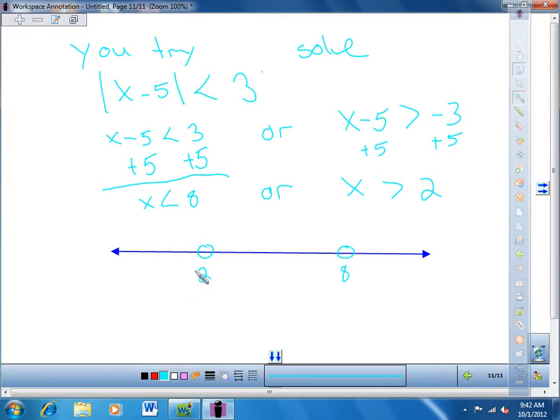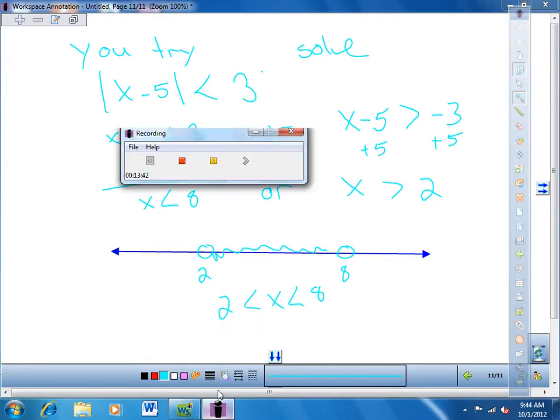And then I'm just going to shade in between. Less than 8, greater than 2, or less than 8? Yes? Or you could write it like this. You can combine this. If it's in between, you could write this as x is less than 8 and x is greater than 2. So there's that last question on your test that said and or, it doesn't make any difference.